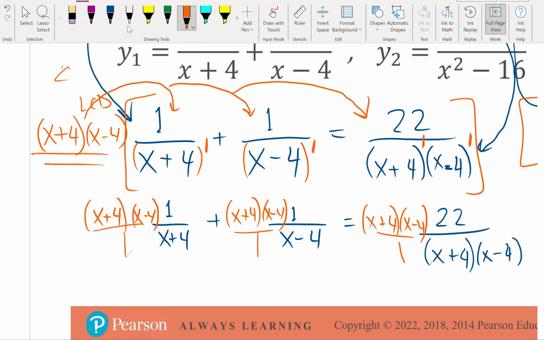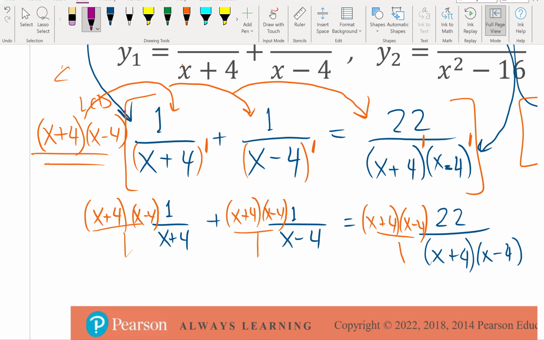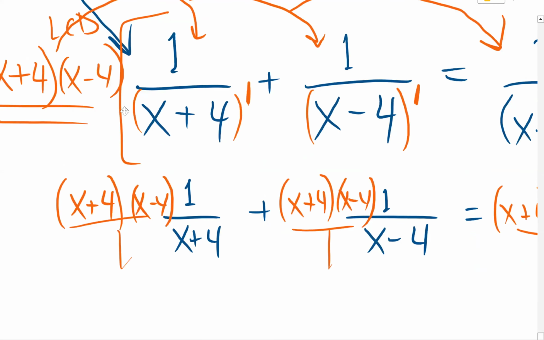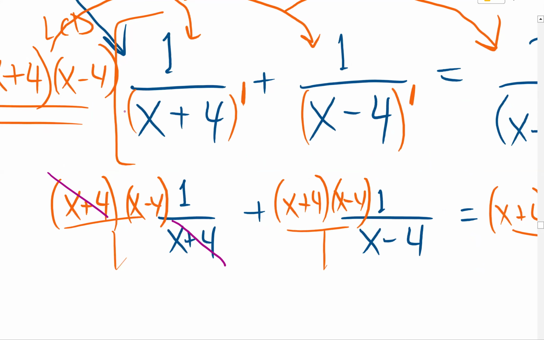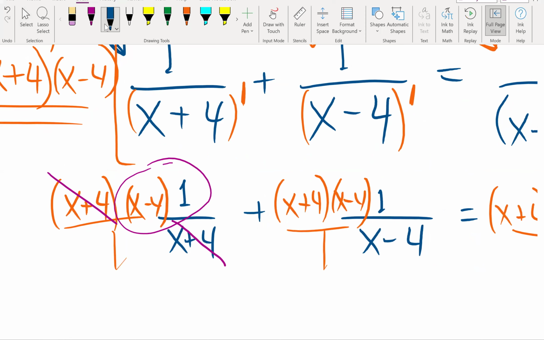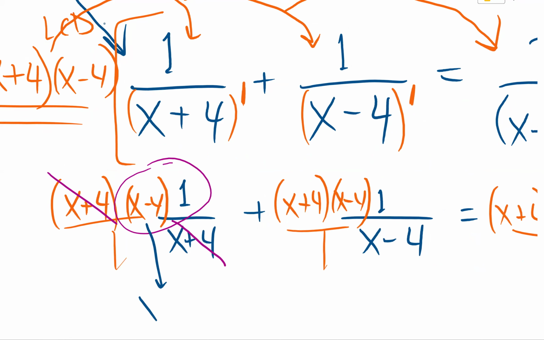I'm gonna go wild. This is the funnest part though. Go wild with canceling. Get slash marks everywhere. X plus 4 cancels along that diagonal. So who's left? The x minus 4 times 1. But 1 times anything is just that thing. So I'm just going to bring that x minus 4 down. That's pretty nice. So far, it's looking good. The left side is just x minus 4. I like that. How about the next fraction?